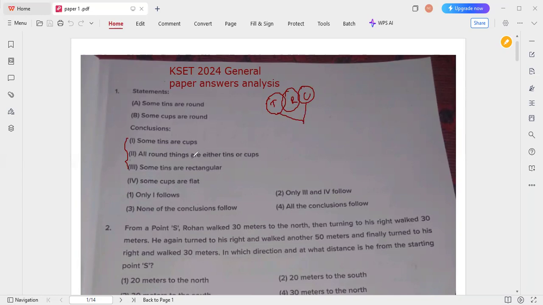So, all round things are either tins or cups. This sentence is also not okay with this. Some tins are rectangular. Here we are not talking about rectangular and also flat things. So that's why none of the conclusions follow the statement. So option 3 is the correct answer. Okay, so now move to the next question.